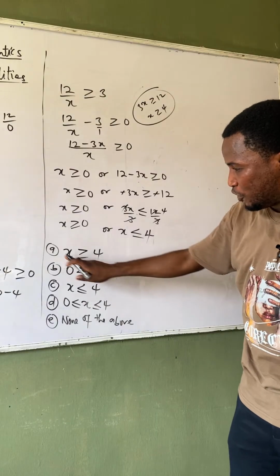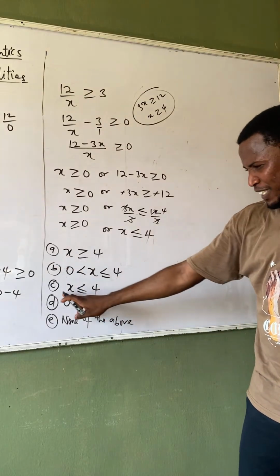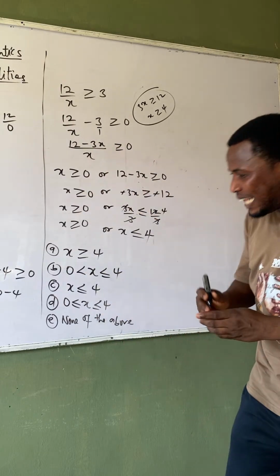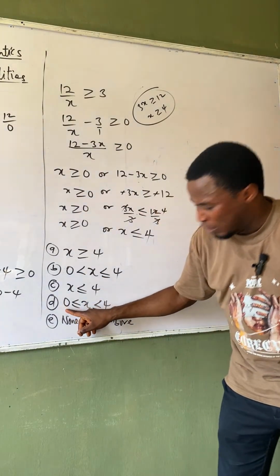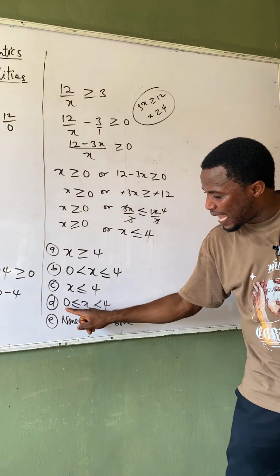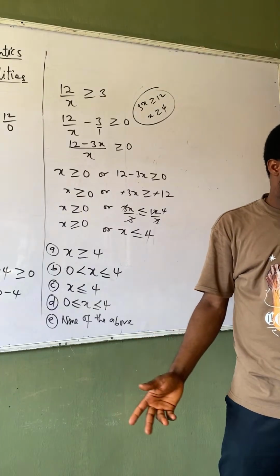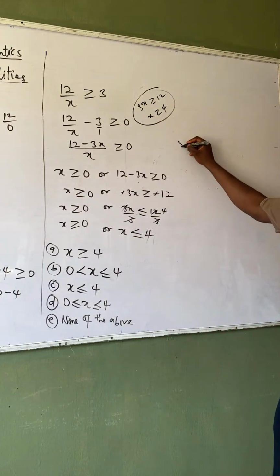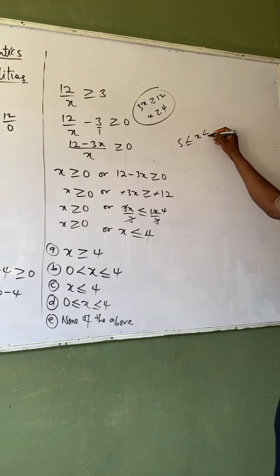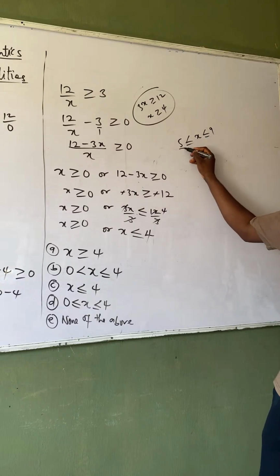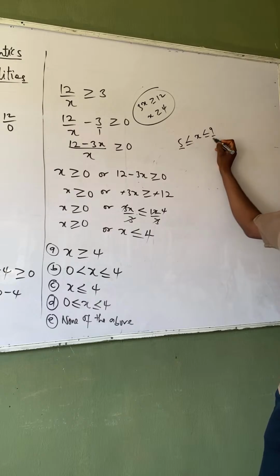Now we have seen that this is wrong, and of course this one is not complete. When you go through the process, you understand that this is wrong. Then why is this one not correct? 0 less than or equal to x means that 0 is inclusive. Look at it, guys. If I say 5 less than or equal to x less than or equal to 9, that means the value of x starts from 5 and ends at 9.